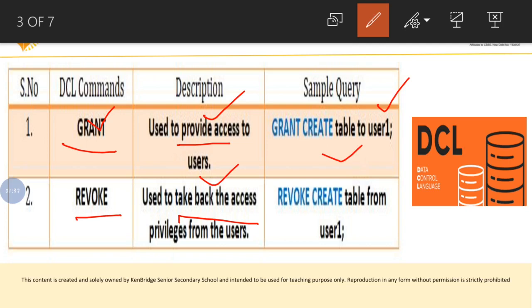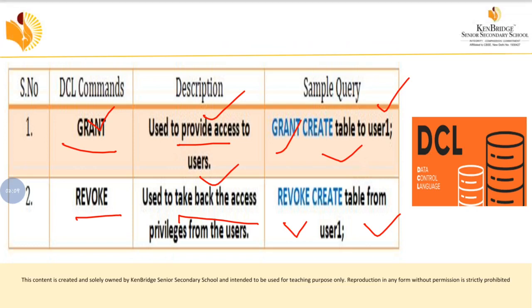Just look at here, revoke create table from user 1. Already, with the grant command, we have given the create privilege, that is an action that they can do, right? They can create a table. But after this revoke command, user 1 cannot create a table, because we have taken back that access privilege, right? So this is the difference between grant and revoke.